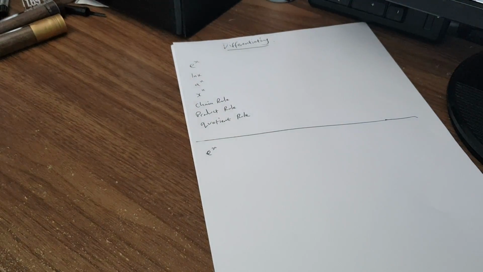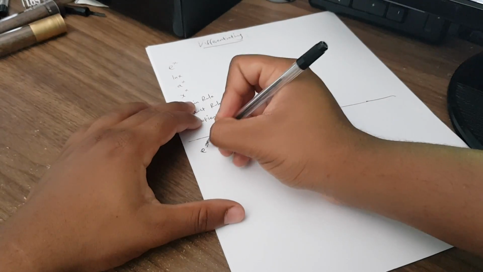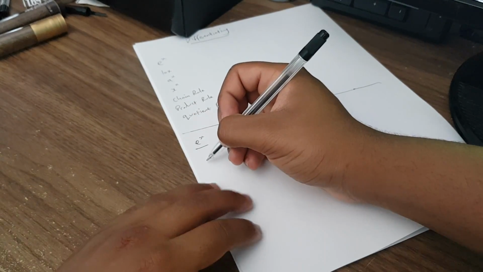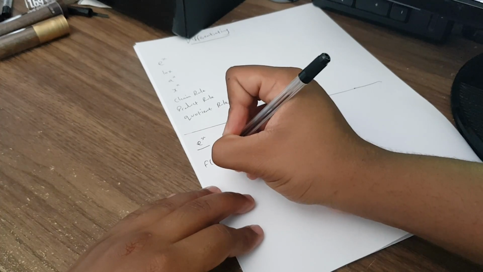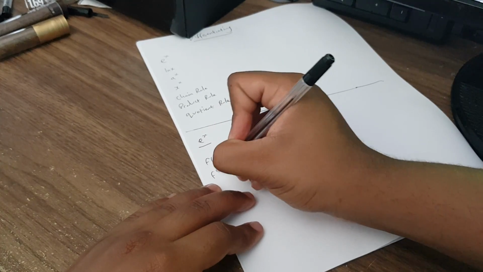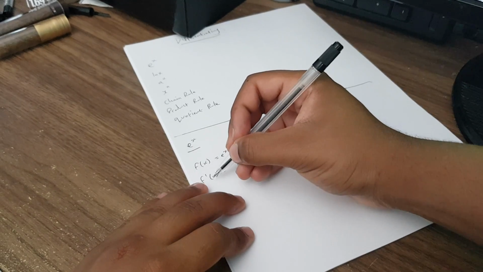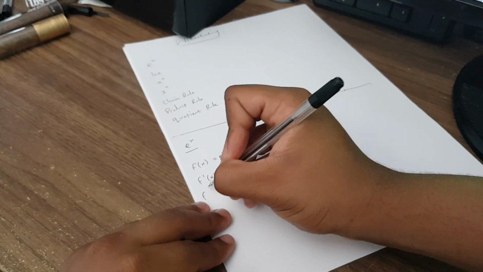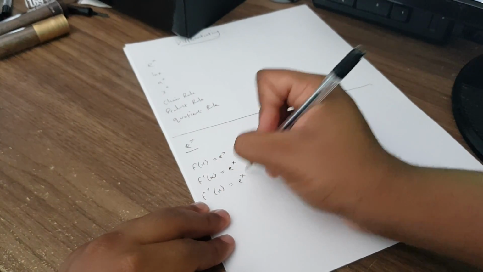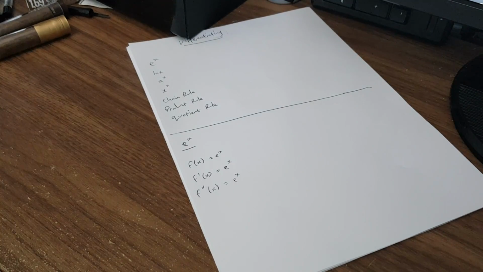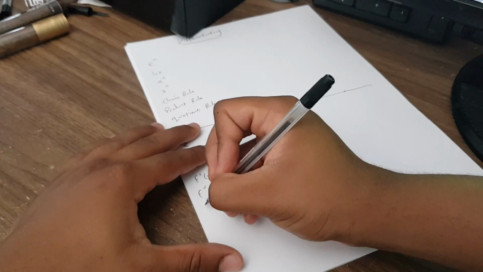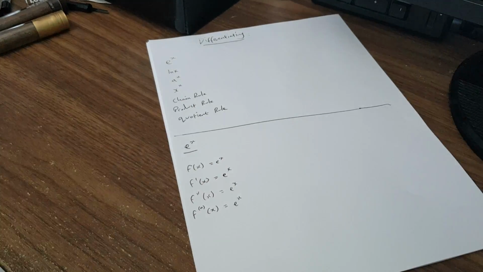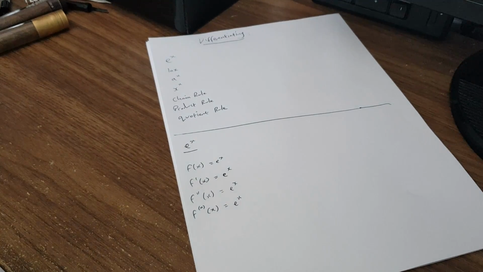Definitely the easiest out of all of these. e to the x is a very easy function to differentiate. If we have a function e to the x, our first derivative is also e to the x. Our second derivative is also e to the x. It seems like there's no limit at all. Therefore the nth derivative is equal to e to the x. Seems quite simple because it is.